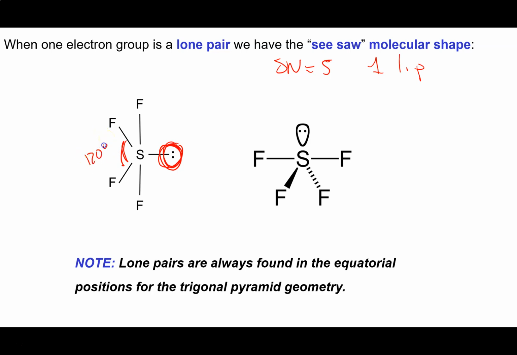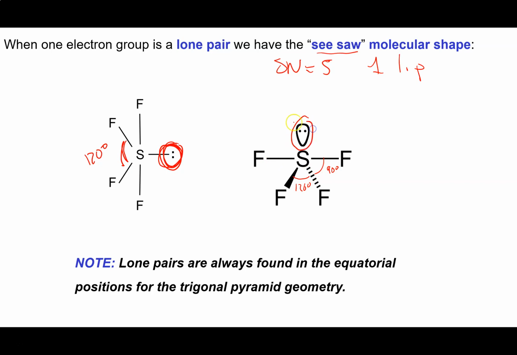120 degrees between them. Okay. Now, what does it look like in 3 dimensions? It's a little hard to see. The best description of it is what we call seesaw, where we have this linear arrangement around the middle, and then we've got one atom coming towards you, one atom going away from you. These guys would have an ideal bond angle of 120 degrees between them. These guys would have an ideal bond angle of 90 degrees between them.